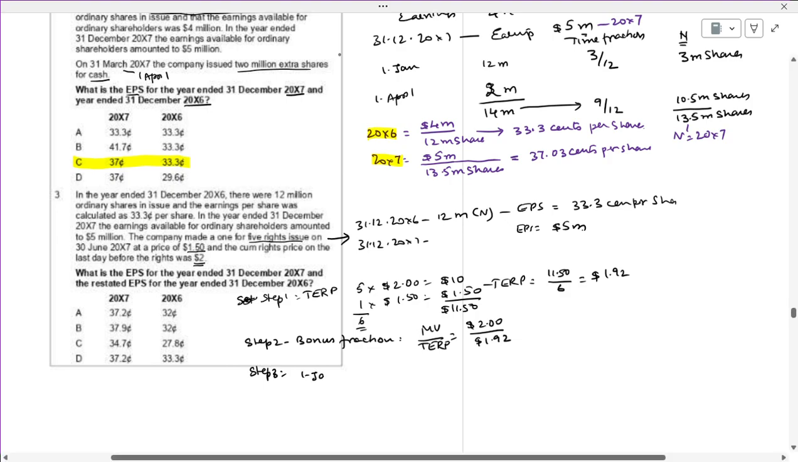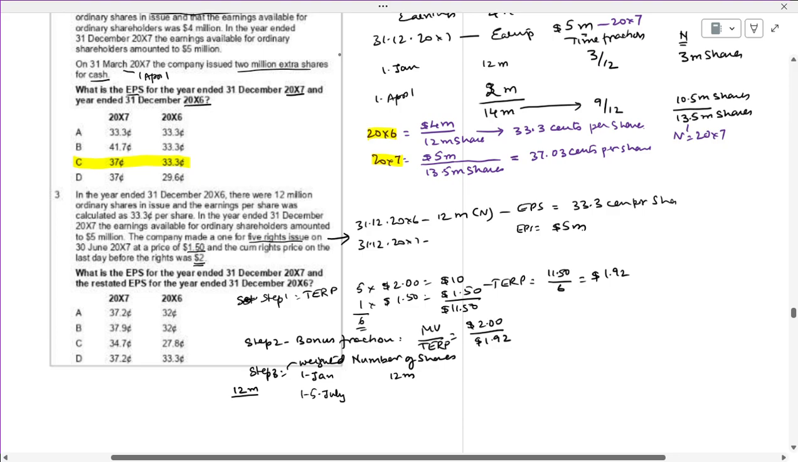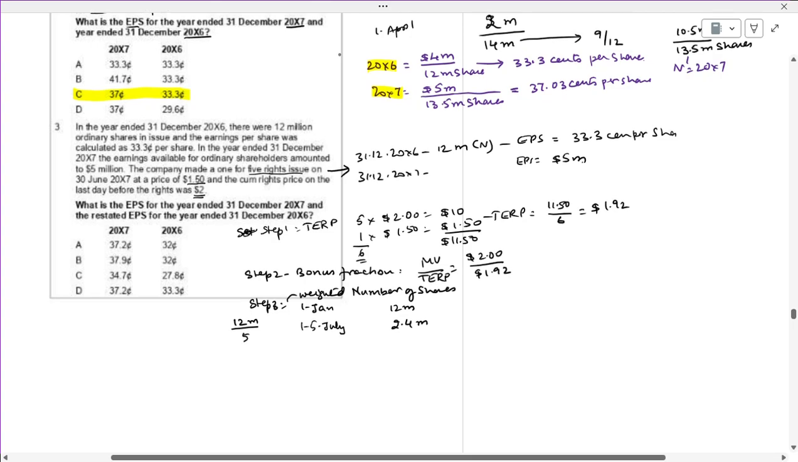Step 3: weighted number of shares. On 1st January, how many shares are there? 12 million. The rights issue, 1 for 5, was issued in July. Total shares are 12 million. How many have they issued? 12 divided by 5 is 2.4 million shares.